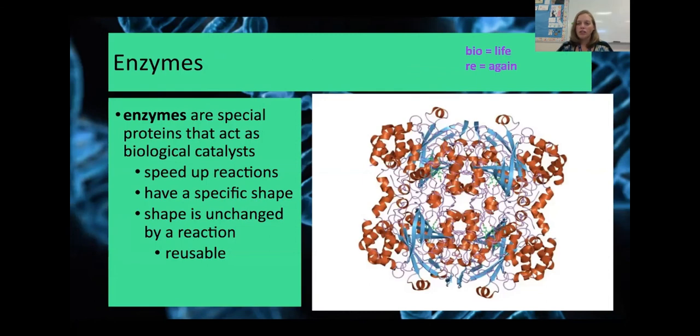So as we mentioned, enzymes are biological catalysts, which means that they speed up reactions. They can allow these reactions to happen at body temperatures instead of some outrageous temperature needed outside the body. Enzymes have a very specific shape that's going to fit with their substrate, and we'll see that in just a few minutes. And their shape is not going to be changed by the reaction. They are reusable, which is very important. It takes a lot of energy to make enzymes. So if you had to remake them every time that you used one, you would always be incredibly tired.